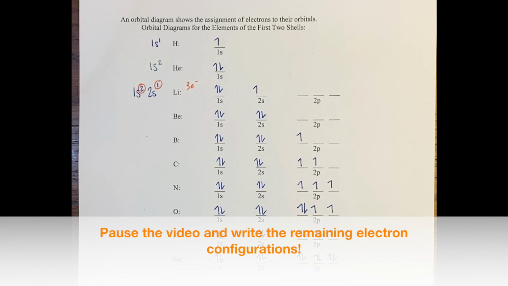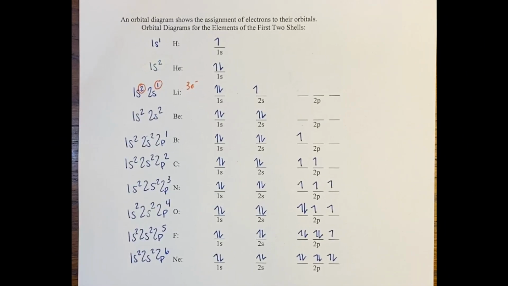Pause the video and write the electron configuration for the rest of the elements in the second period. So that as you've written all of the electron configurations for the elements in the second period.